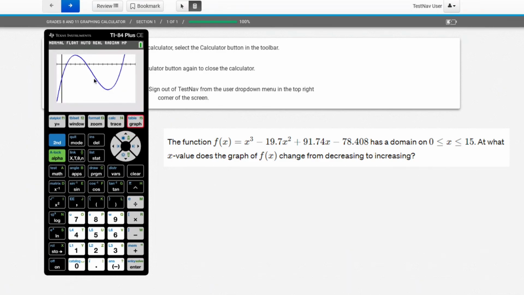Again, what we care about is where it goes from decreasing to increasing. So what we need is to find that local minimum right there. Now, how do I find a minimum value? Go to Second, Calc. There you are, minimum. You can hit 3 or scroll down and there it is. It gives you a little blinky thing, and we want to put the left bound on the left side of our minimum. So it's already there, so let's hit Enter.